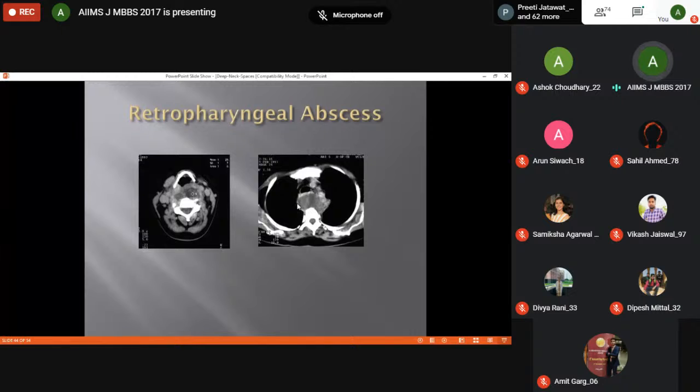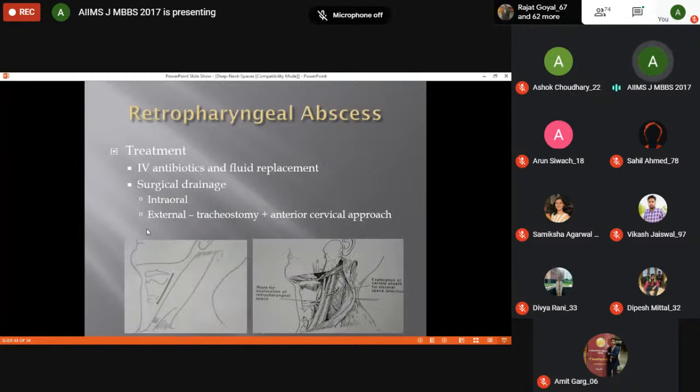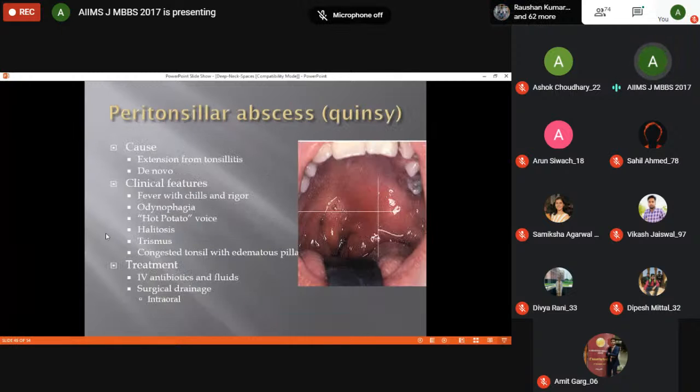We can see this is the trachea, then there is the esophagus, and this is full of pus. That is the retropharyngeal abscess. So first IV antibiotics and fluid replacement. Surgery is usually by the intraoral approach. External can also be done. But this is an abscess which can be drained intraorally because of safe features. Because parapharyngeal vessels are there, but in this area there are no vessels, so we can drain it intraorally.